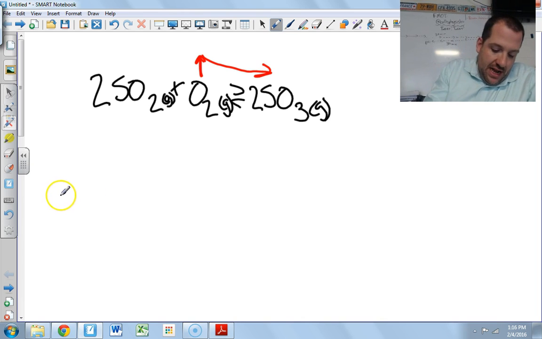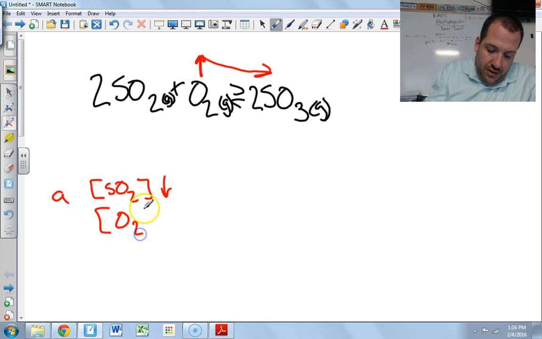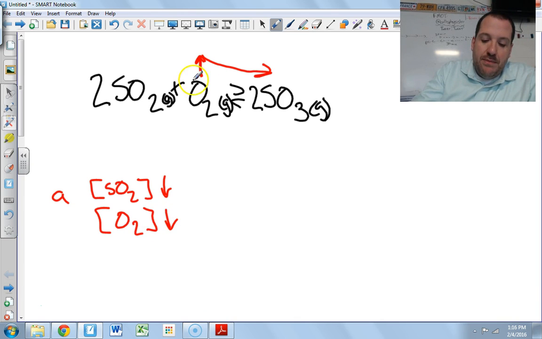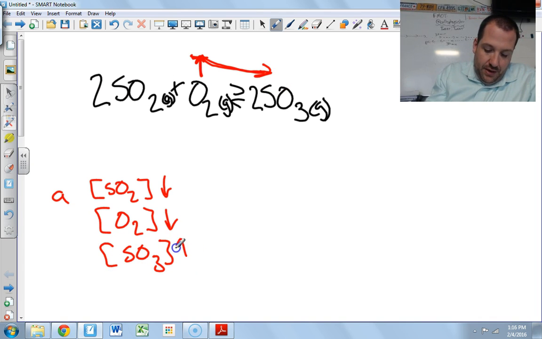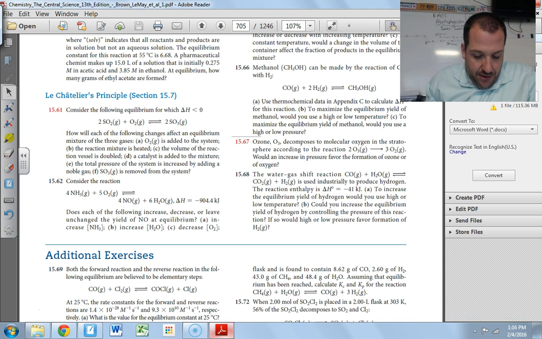So for part A, if it shifts to the right, the concentration of SO2 is going to go down. The concentration of O2 is going to go down from the concentration after we added it, because some of it is going to react away. And the concentration of SO3 is going to go up because we're making some of that. Okay, so what's the next part?